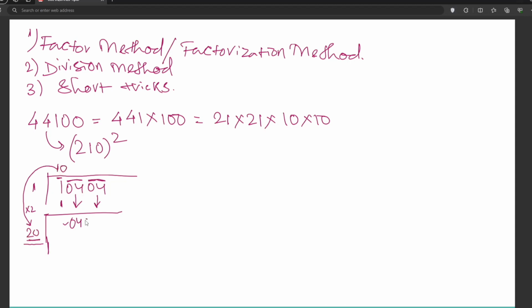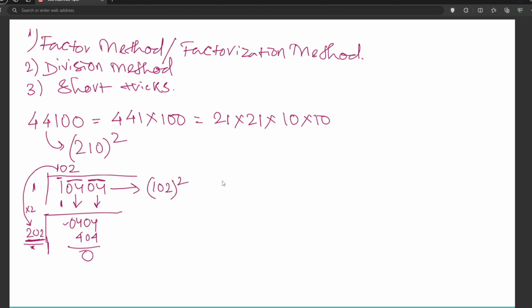So we get 04. Now if we put the number 2 there, and multiply this total number by 2, we get 404 and the remainder is 0. So the square root of the number 10404 is 102.